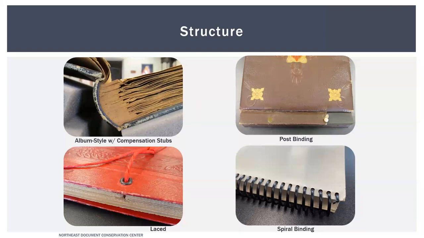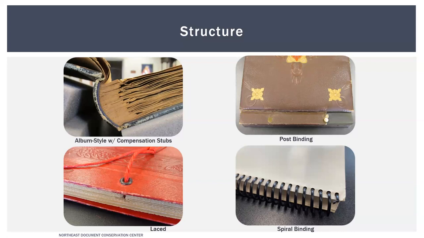Okay, so binding is what holds the pages within our scrapbooks together. You can find many scrapbooks that have been sewn through the fold, but even more frequently, you'll see scrapbooks with a side-stitched or post-bound structure. You can see an example of post-binding in the top right image, where metal posts have been inserted between two cover boards to hold the pages in place. There are also spiral bindings, like the one in the lower right corner, and a plethora of homespun structures.